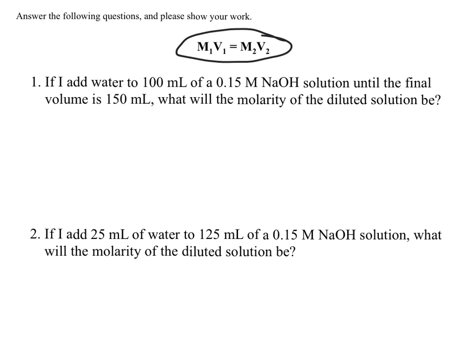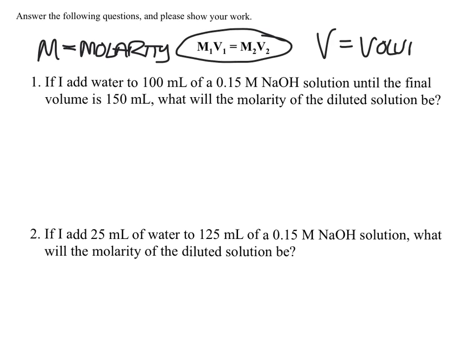M1V1 equals M2V2. Remember, the big M stands for molarity, which is a concentration in moles per liter, and V stands for volume. And volume, we know, can be in liters or milliliters. In this case, it won't matter because units will cancel out, and we will get to that. Let's take a look at number one.